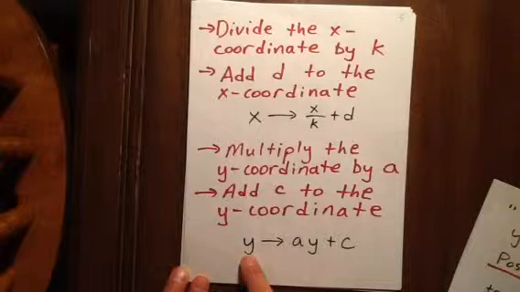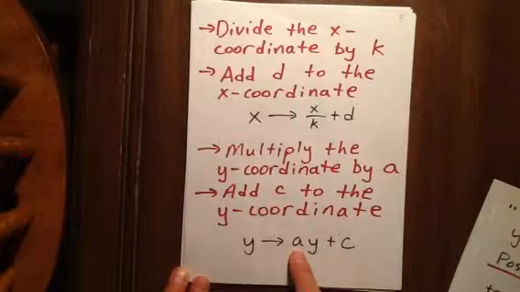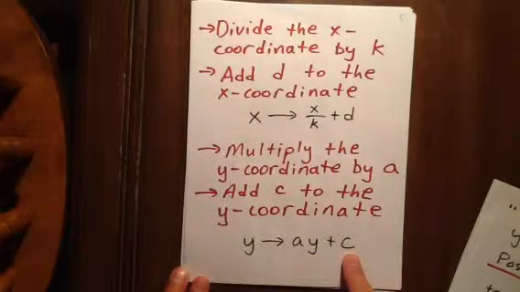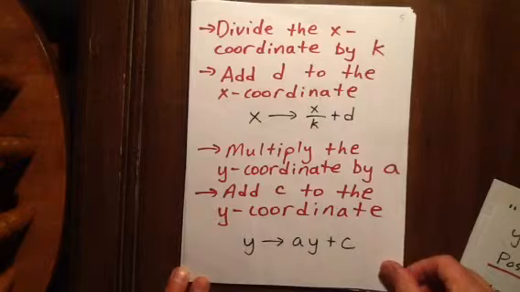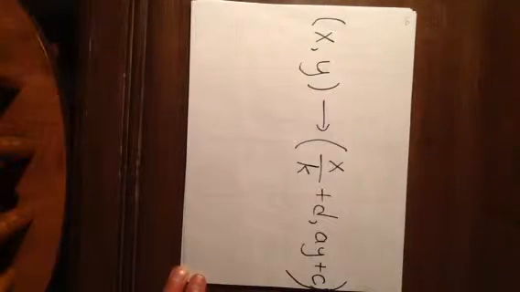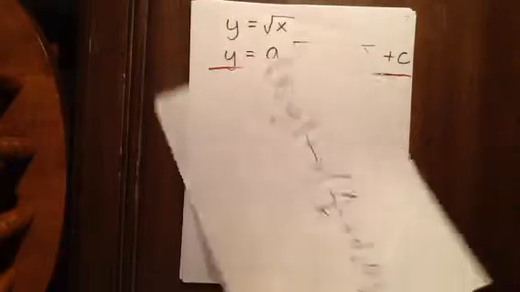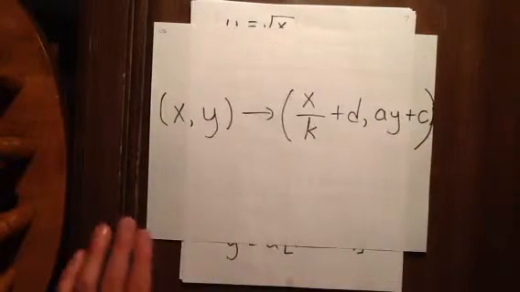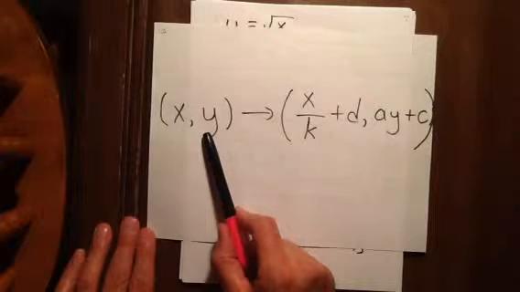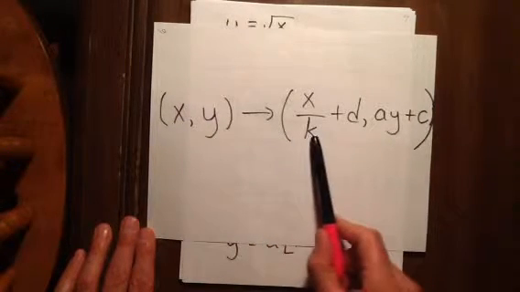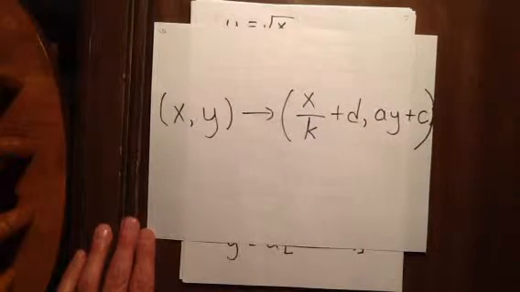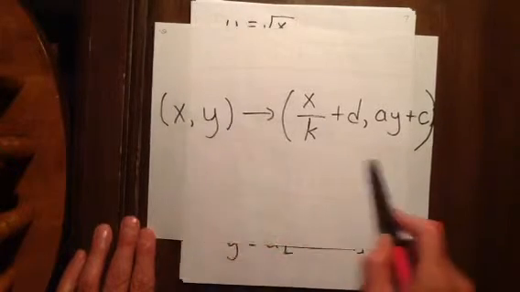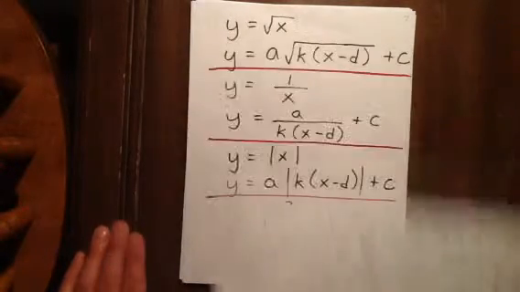So what that means is we're going to take the value of y, the coordinate of y, and we're going to transform it to become ay plus c. And so x is transforming to this new value, and y is transforming to this new value. And the effect of both of those components together gives us this mapping formula. If (x, y) is a point on the parent function, then it's going to be now mapped onto (x over k plus d, ay plus c). Okay? This is a very important formula for our transformation purposes.